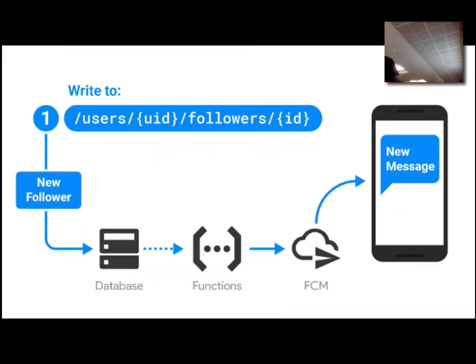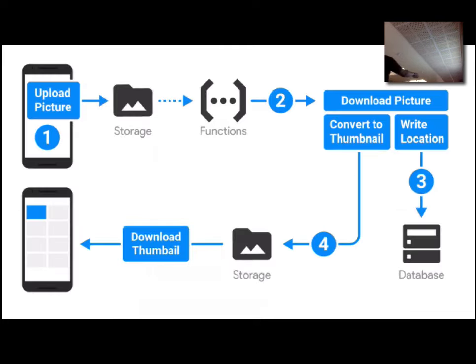Another use case with this is you want to upload a picture and you want to create a thumbnail, or maybe do some image processing. So you can write a storage Firebase function. Whenever something new is added, the cloud function gets triggered. It will convert it to a thumbnail, save the thumbnail here, and then write the metadata about the image here. You can also write in the storage.